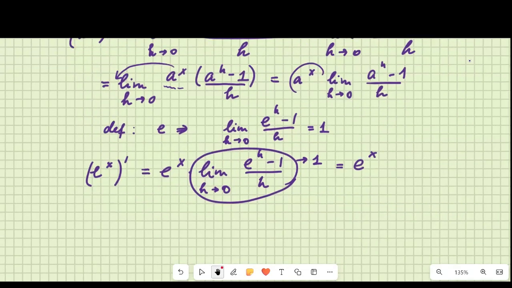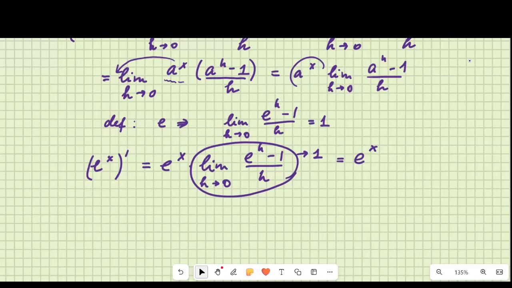In some courses, number e is introduced as the base which is producing a function which has a derivative exactly equal to itself. So you differentiate the function and get the same function back. So in some courses, e is introduced this way. But we are going to introduce e as a special number which is turning this limit into 1.